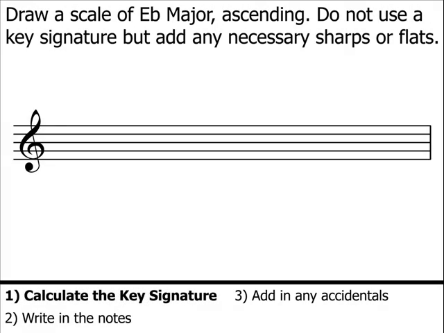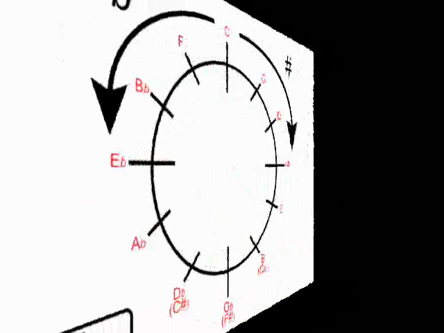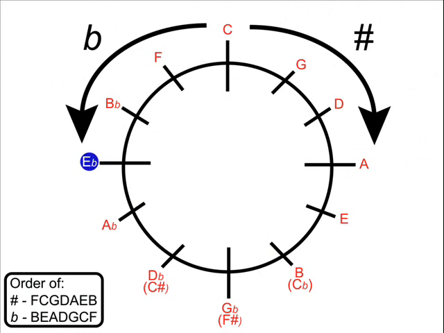Step 1, calculate the key signature. Here's the circle of fifths. Here's the E flat. We start at the C and count the notches to E flat. So 1, 2, 3. E flat is 3 notches away from C on the flat side of the clock. So E flat major has 3 flats in its key signature.